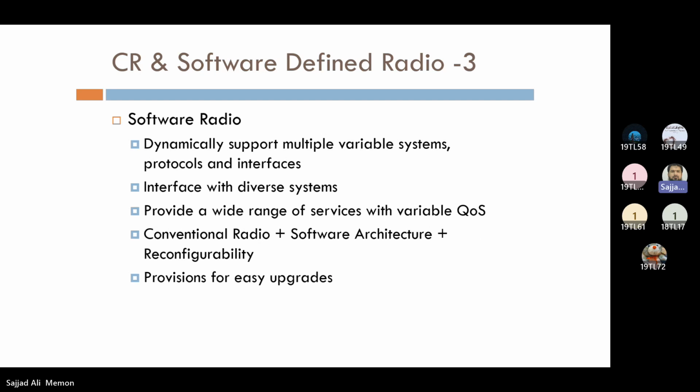So the advantage of being a software radio is that it dynamically supports multiple variable systems, like the two systems I gave you as an example, FM and cellular, with their protocols and interfaces as well. Interfaces with diverse systems provide a wide range of services with variable quality of service. Conventional radio plus software architecture plus reconfigurability, those are the strong advantages of this CR. Cognitive radio provides upgrades also.